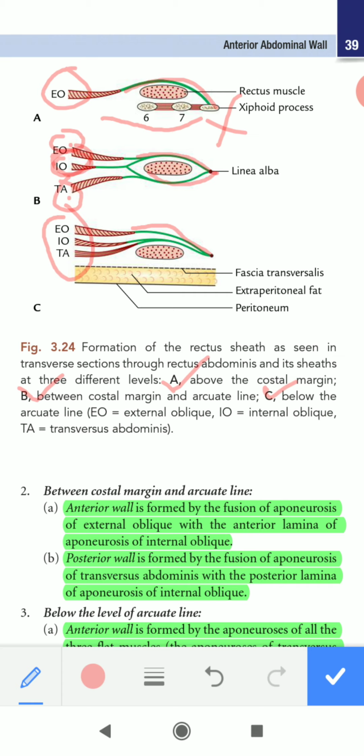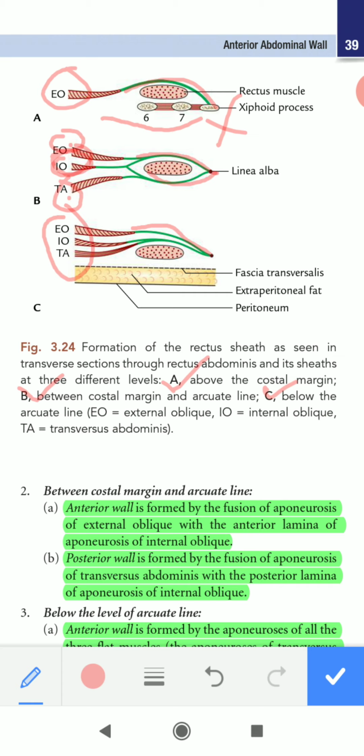Now the contents. What are the contents of the rectus sheath? Number 1, 2 muscles: the rectus abdominis and pyramidalis. Number 2, 2 arteries, superior epigastric artery and inferior epigastric artery; 2 veins, superior epigastric vein and inferior epigastric vein; and 6 nerves, the lower 6 thoracic nerves, including the 5 intercostal nerves and the subcostal nerve. That means thoracic 7 to thoracic 12. So let's see the contents.